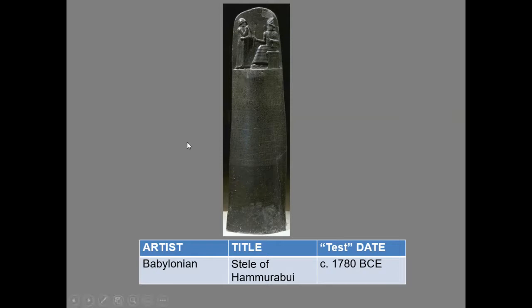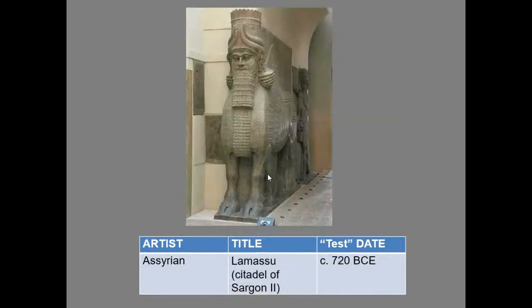And the interesting aspect, other than the image on this piece, is all the carving below. There are nearly 300 separate individual laws from the code of Hammurabi inscribed in cuneiform on this object.